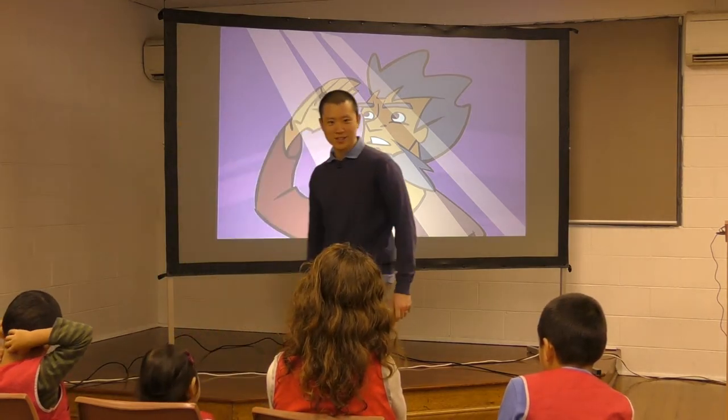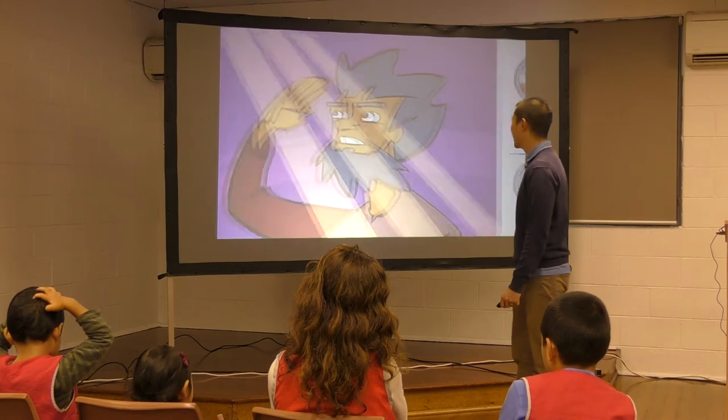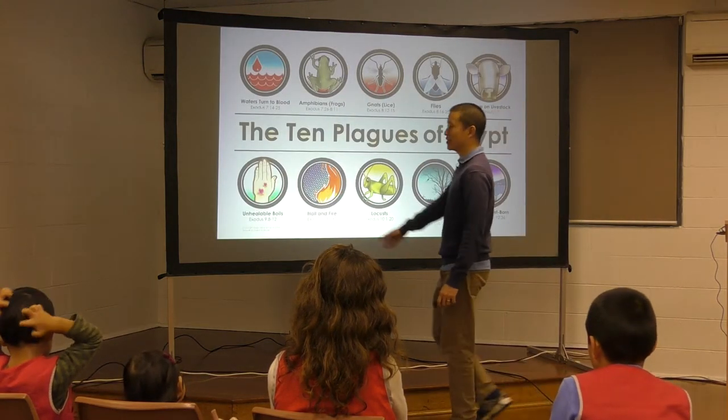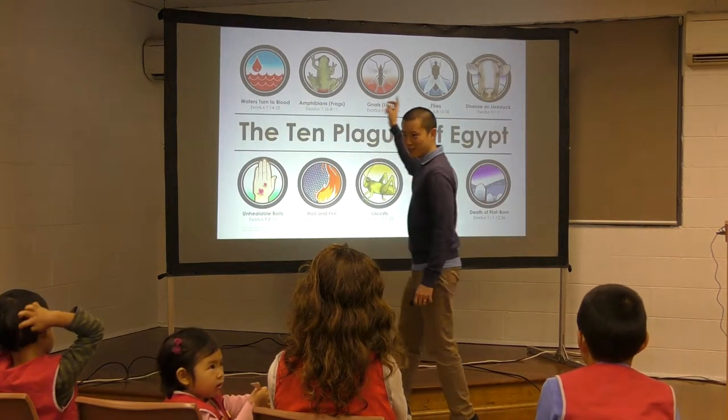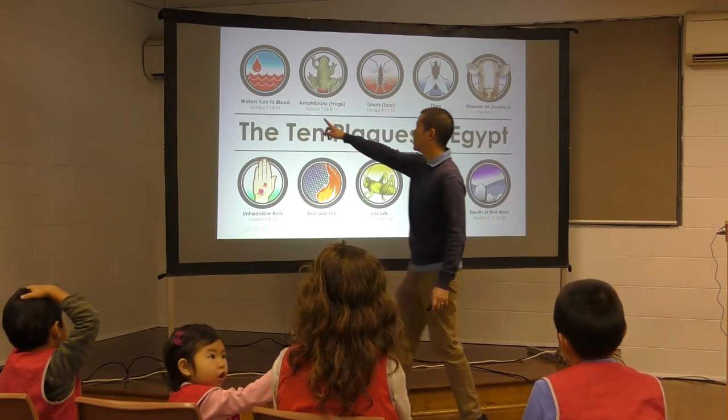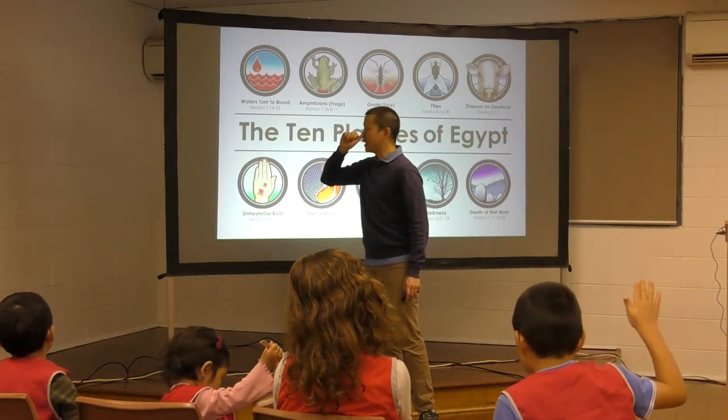And do you know what happened in Egypt? The 10 plagues happened in Egypt. Do you know what the different plagues were in Egypt? What's the first one? Water turns to blood.